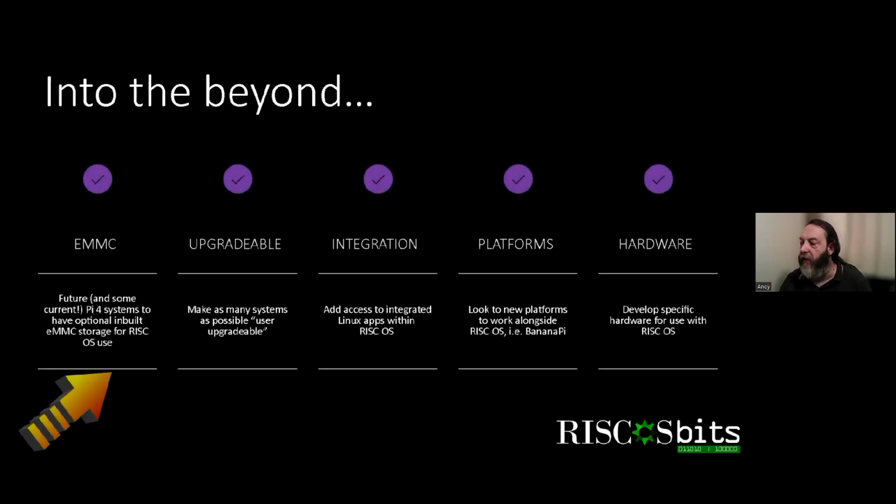And then look at more things with platforms to work alongside what we do. So things like the Banana Pi, the WROCC Pi 64 compute modules and things like that. And then, as I said before, develop some specific hardware for use with RISC OS, and in order to make it cost effective for the RISC OS side, things that are useful on Linux as well. Using the RISC OS market alone is going to be problematic for us if we're trying to make things cost effective. So we would need to go beyond what we're doing there.